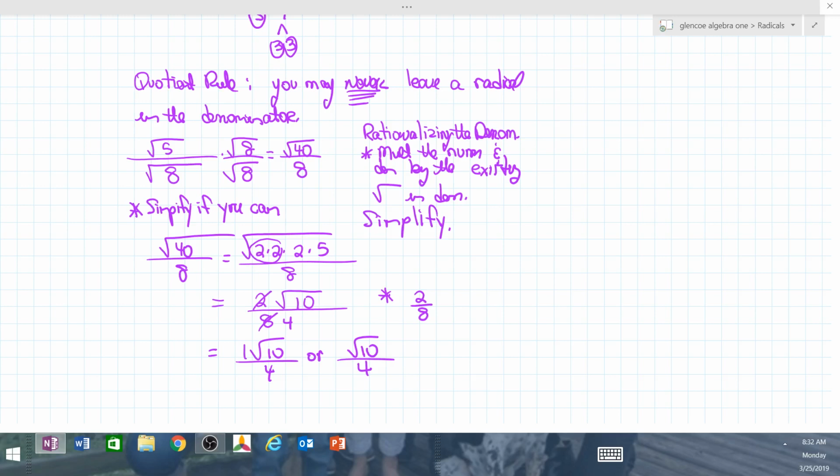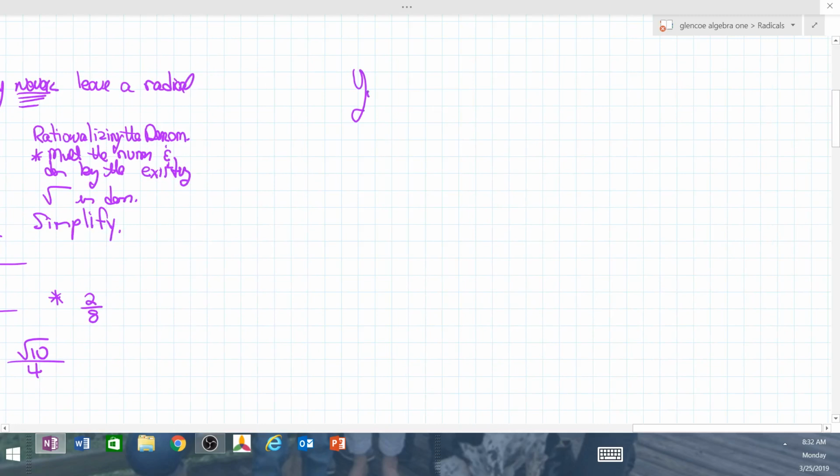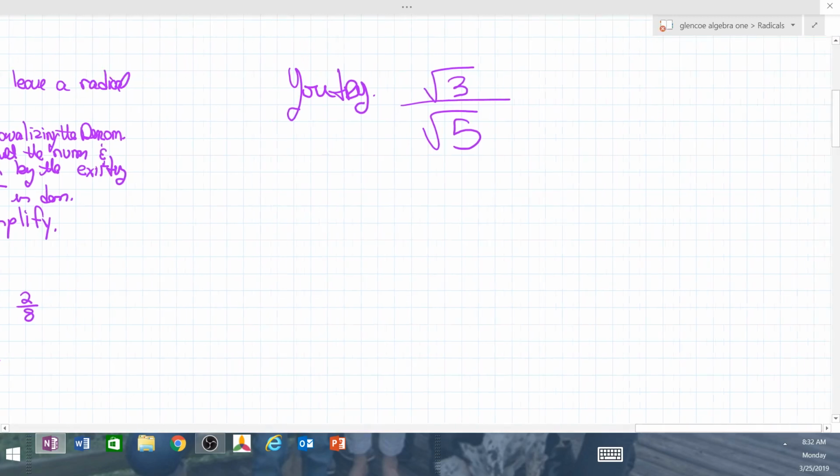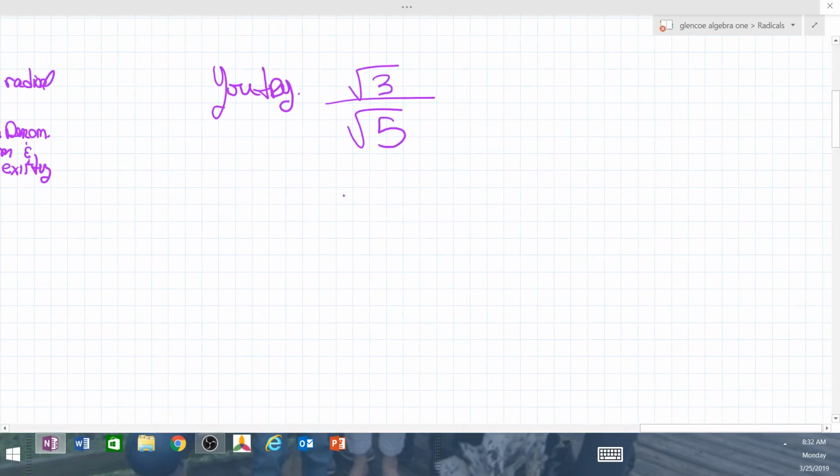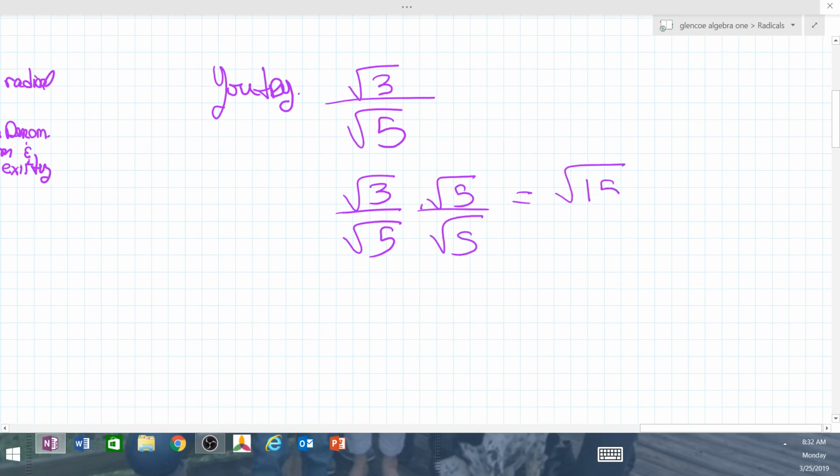Let's go ahead and try one and see how you do. Okay, so let's say you try radical 3 over radical 5. Are you allowed to leave a radical in the denominator? No. So what are you going to do to top and bottom? Okay, good job. So everybody go ahead and simplify it. And then simplify if you can, and if you can't simplify it, you're done.